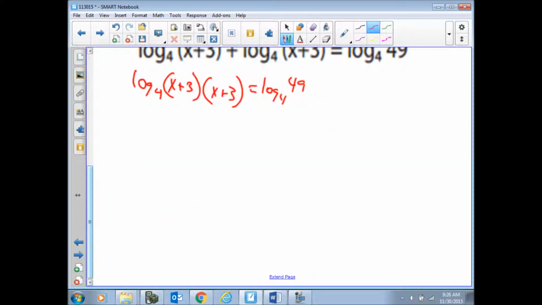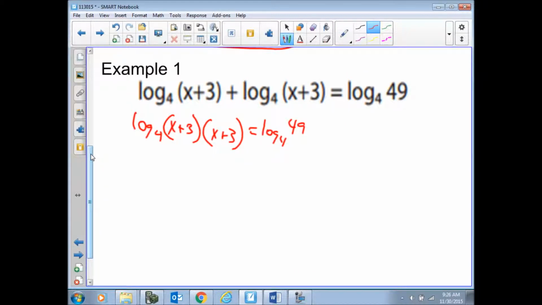Question: if there is a number in front of the log, and the bases are equal, what do you do? It becomes the exponent. If there were a 2 here, you'd put it as an exponent, so you'd say log base 4 of x plus 3 squared times x plus 3, if that were the case.